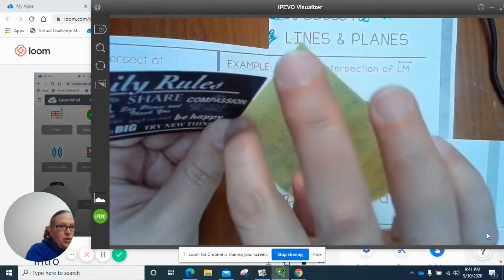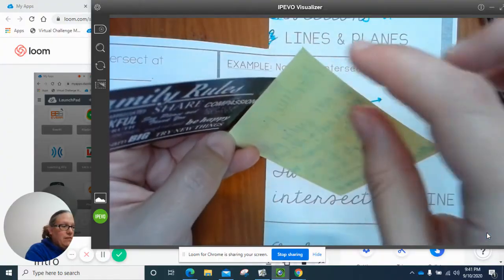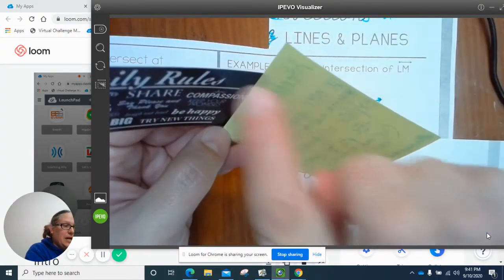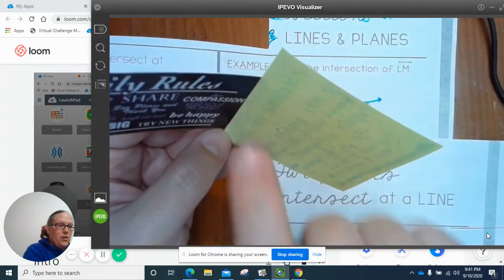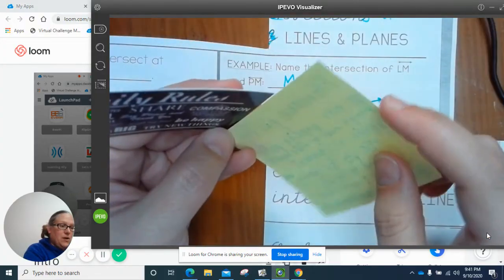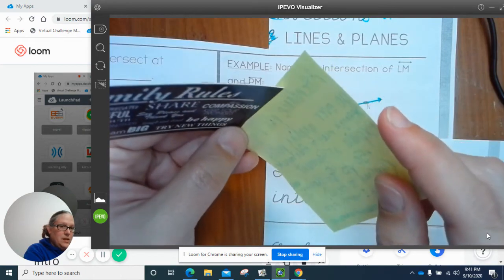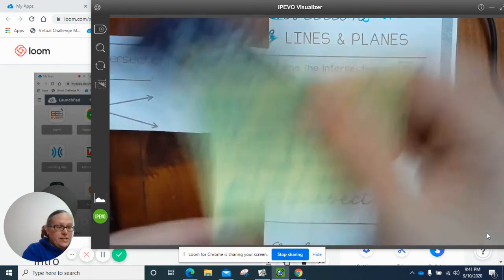All the way along here and going forever and ever, because if this is really a plane, it's not just this sheet of paper. It's actually going to get bigger and bigger and bigger all the way, and this is going to get bigger and bigger forever and ever, which is kind of hard for us to visualize sometimes.